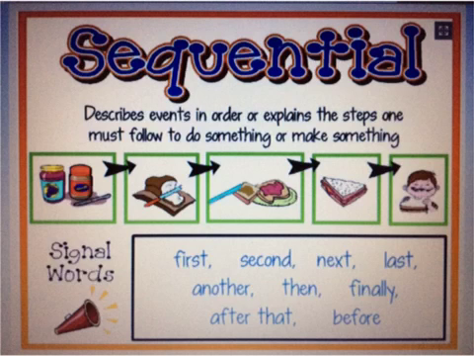Specifically, we've got sequential, which describes events in order and explains the steps one must follow to do something or make something. Just so you know, some of the signal words for sequential can also fall under another text structure called chronology. Chronology usually includes dates, which is most typically seen with history or sometimes historical nonfiction texts.